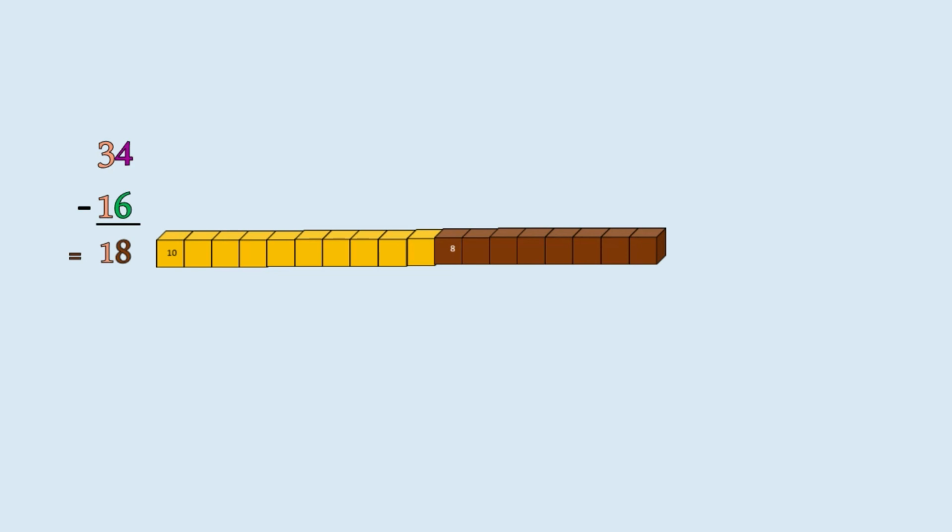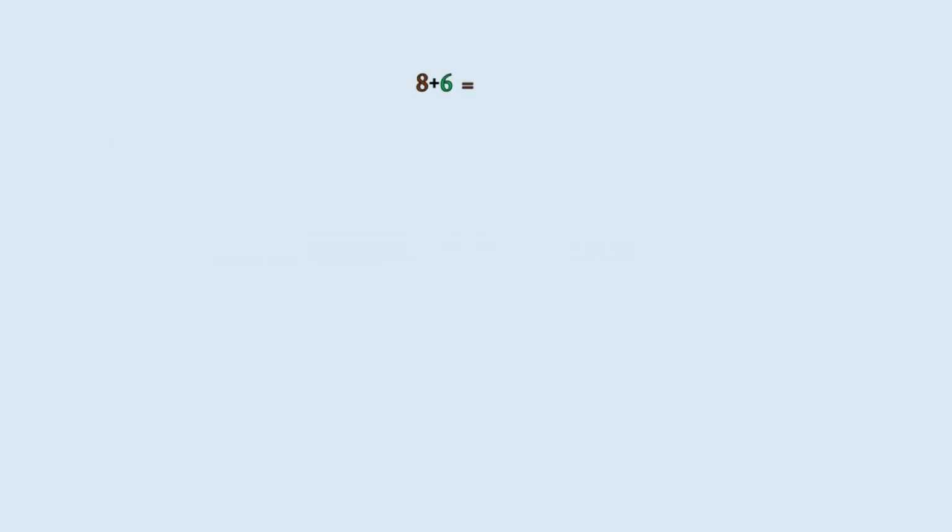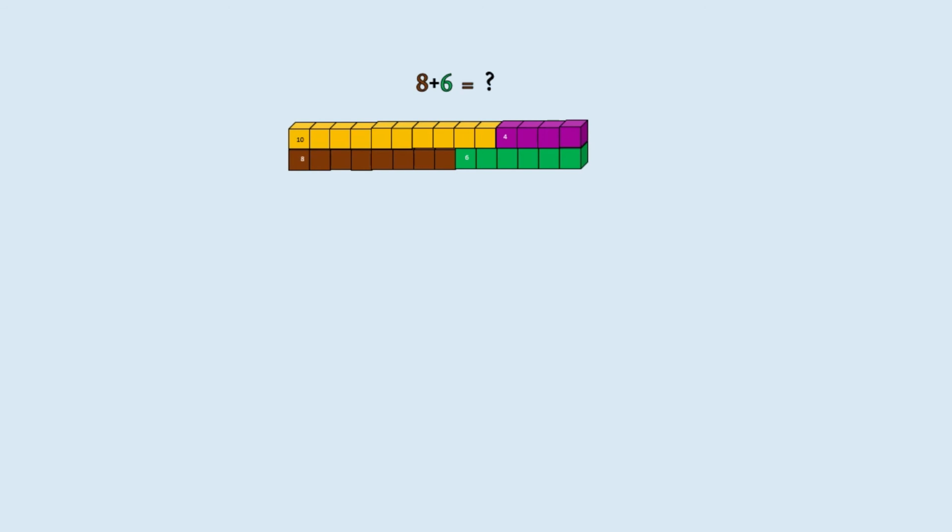However, before moving on with your children to the multiplying and dividing skills, it would be a good idea to point out to them that adding and subtracting are the opposite of each other. What adding does, subtracting undoes, and vice versa. For example, look at the adding problem 8 plus 6. To solve it, we combine the bars and find the bar that matches the combination.